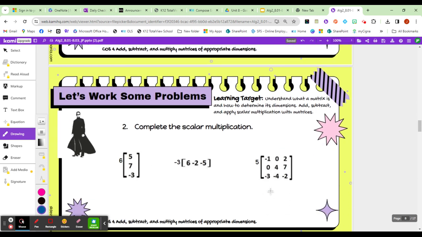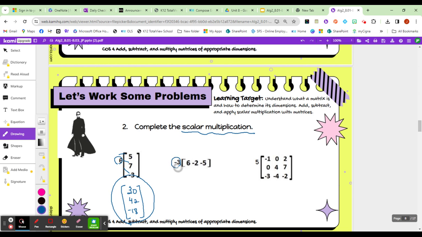Number 2 is asking us to complete something called scalar multiplication. To me, this is probably one of the easiest operations we will learn in this unit. It's when there is a number on the outside of your matrix, and you take that number and multiply it times everything inside your matrix. So 6 times 5 is 30, 6 times 7 is 42, 6 times negative 3 is negative 18. Put your brackets back around your matrix, and that is your answer.